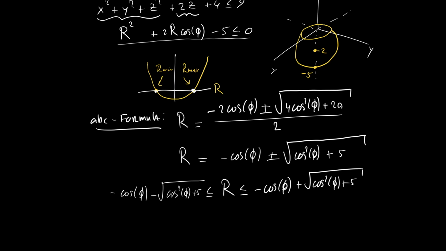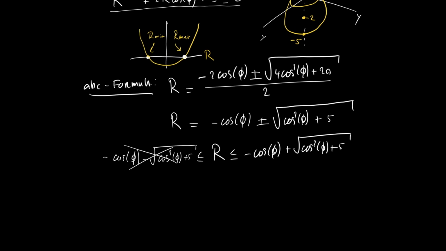All right, but if you think about that, the lower bound for R is clearly a negative number, and it shouldn't be negative because R is by definition positive, and we have also seen that with the cylindrical coordinates. So this is not a good lower bound for R. In fact, a good lower bound in this case has to be 0. Right, so it's a stricter lower bound.